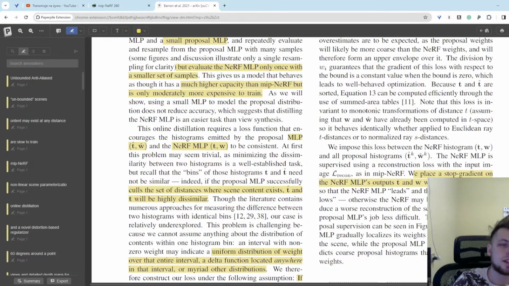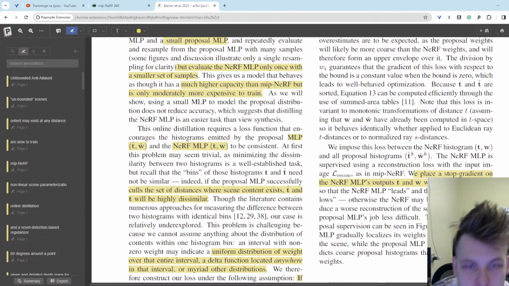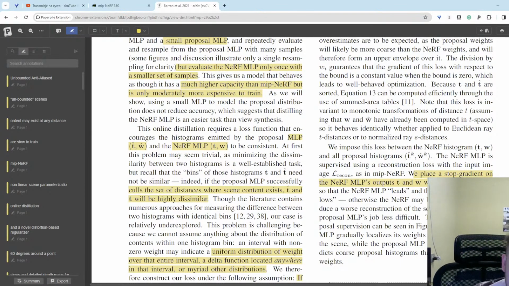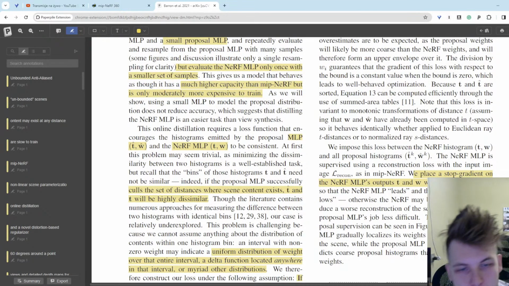Okay, so we see that the NeRF MLP leads, the proposal MLP follows. So the idea here is that we don't change the main MLP to make L-prop smaller. We only make L-prop smaller by changing the proposal MLP. This way, we don't harm the training of the NeRF MLP. Otherwise, the NeRF MLP may be encouraged to produce a worse reconstruction of a scene to make the proposal MLP's job less difficult. Yeah, so we don't want that.